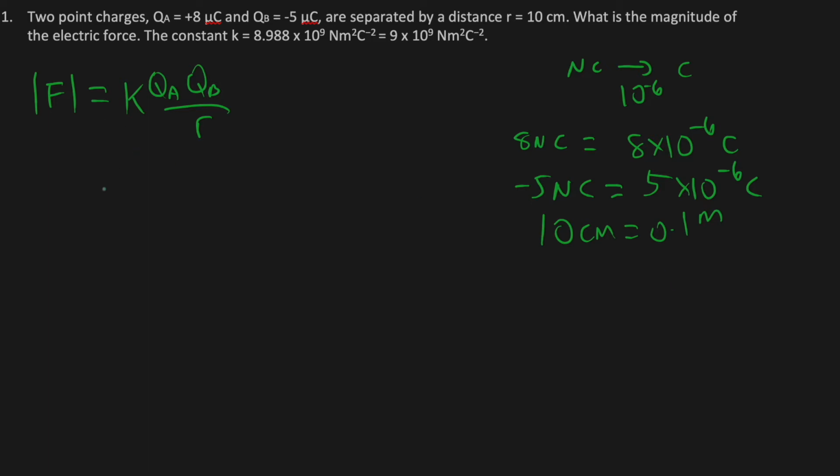Because we want to take the absolute value, the negative sign here does not really matter, because we are calculating the magnitude, and magnitude is always greater than 0. So 9 times 10 to the 9th power times charge A, 8 times 10 to the negative 6, times charge B, 5 times 10 to the negative 6, over r squared, so 0.1 squared.